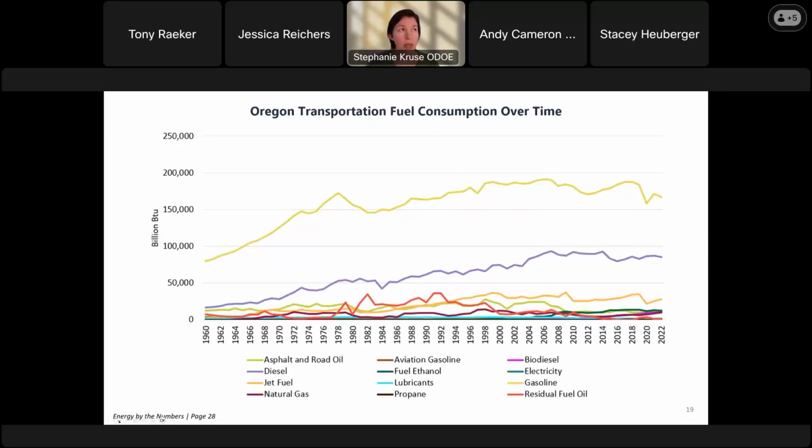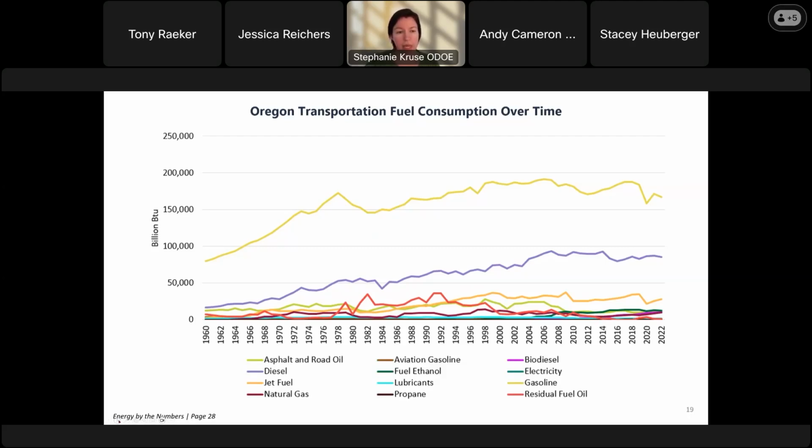In Oregon and nationally, total transportation energy consumption has been on the rise since 1960. There have been some brief dips in this trajectory, including during the energy crisis of the 1970s, the Great Recession in the late 2000s, and in the early 2020s during the COVID pandemic. Petroleum product consumption, including gasoline, shown in yellow as the highest line, and diesel, shown in purple as the second highest line, still dominates transportation fuel use in Oregon.